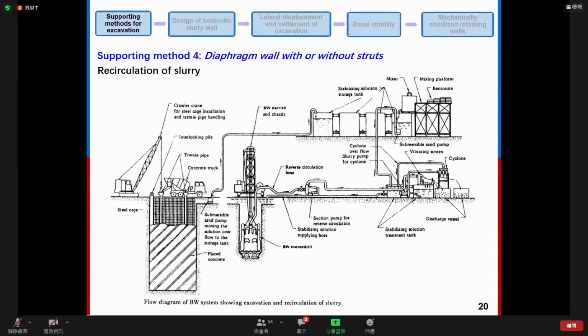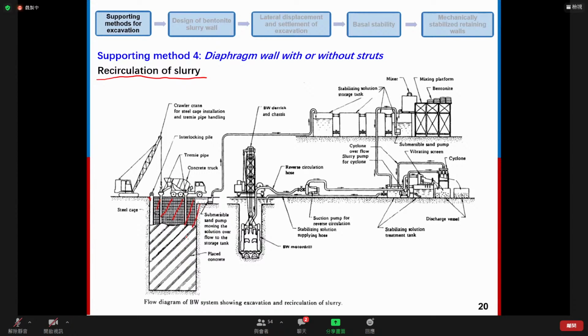As we talked about before, the bentonite may block the drainage, or it may also cause some pollution problem to the surrounding area. Therefore, we prefer to reuse the bentonite slurry. Here we have a recirculation of bentonite slurry. So here we have an excavation panel. Before we do the concreting, the panel is filled with bentonite slurry.